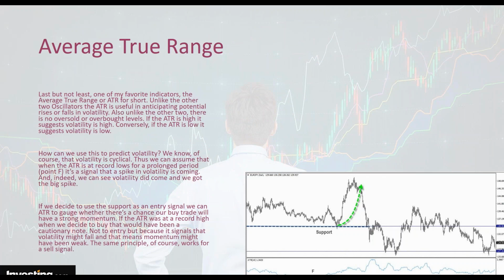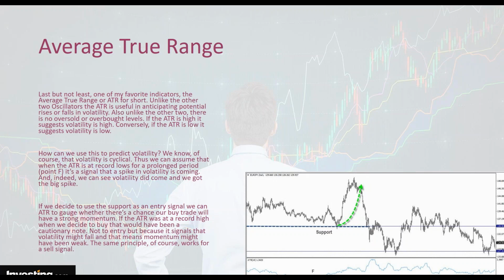Then we have another one which is called average true range. Last but not least of my favorite indicators is the average true range, ATR. Unlike the other two oscillators, the ATR is useful in anticipating potential rises and falls in volatility. So now we can put in our momentum, our volatility, and our overbought and oversold situations. Now we're actually using the oscillators to build a trading scenario.